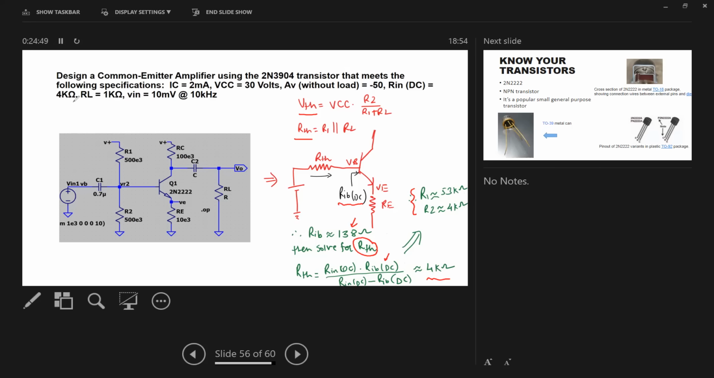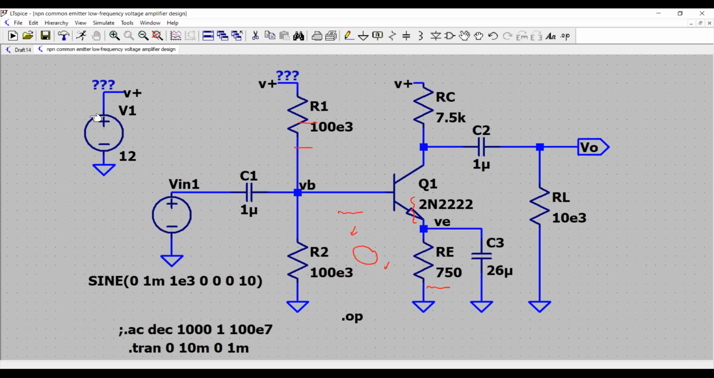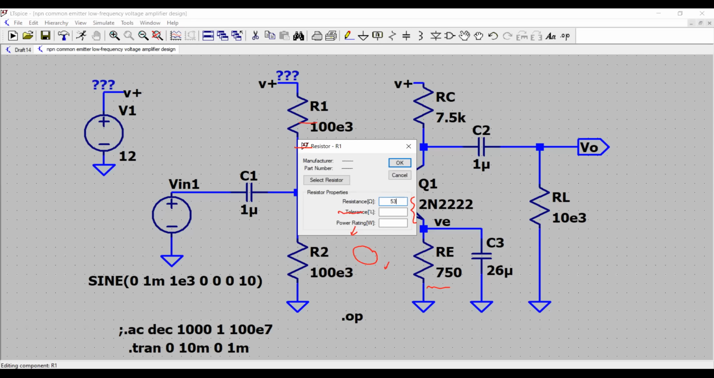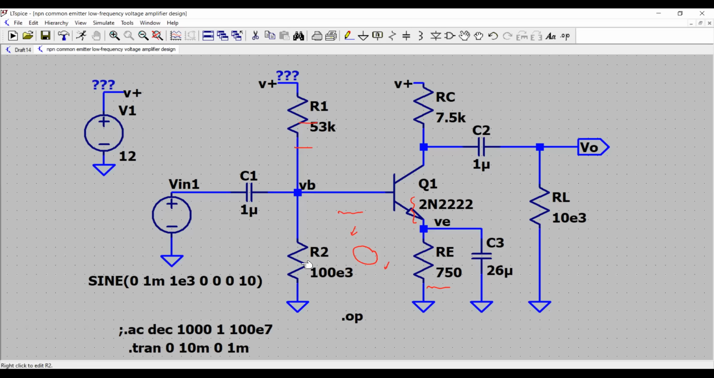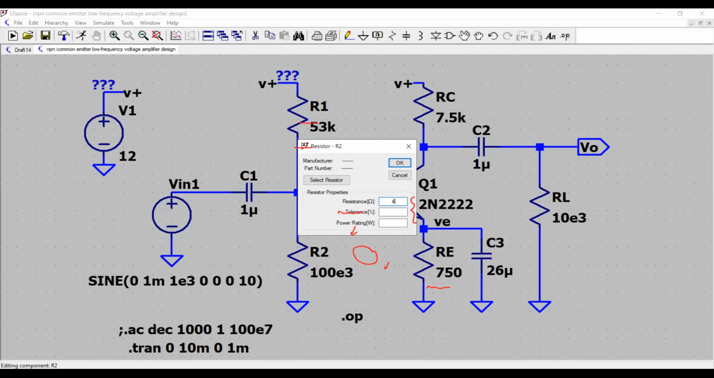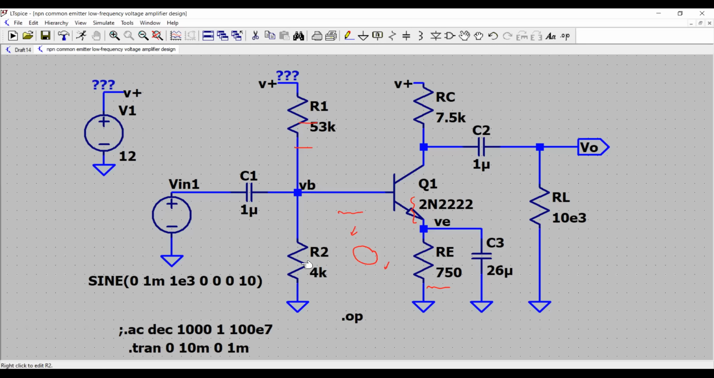So how about I go back to my schematic and set those values. So 53 and 4 kilo ohms. Here I am. I will set those values. Here is my 53 kilo ohm, and then this is my 4k ohm. That's it. So I am getting those values there.